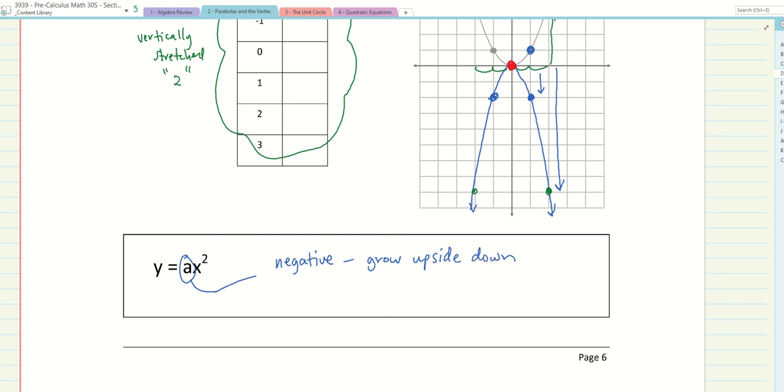All right, so in that video, we really just covered vertical stretch. If that number in front, the coefficient A, is positive, it goes up stretchy, and if it's negative, it goes down, upside down. All right.